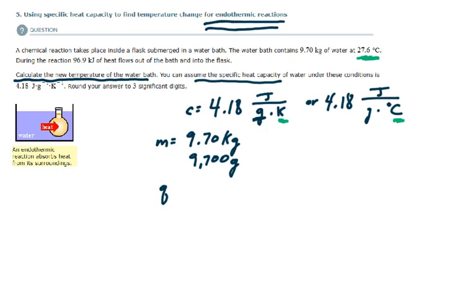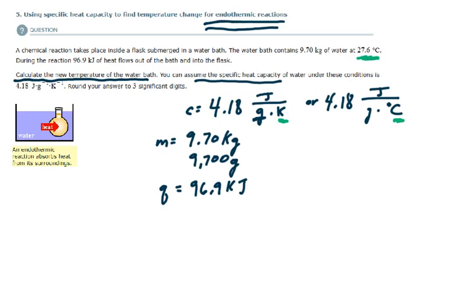The letter Q represents heat flow. So we have lowercase q, and they tell us how much heat flows out of the bath and into the flask, 96.9 kilojoules. Listen to me carefully here, because this will also cause you to get a wrong answer. The thing about thermochemistry and when we're dealing with Q or heat flow is that Q has a sign convention. Q is either going to be positive or negative. And you know that Q is positive or negative from the information given. Here it says that 96.9 kilojoules of heat flows out of the bath and into the flask.